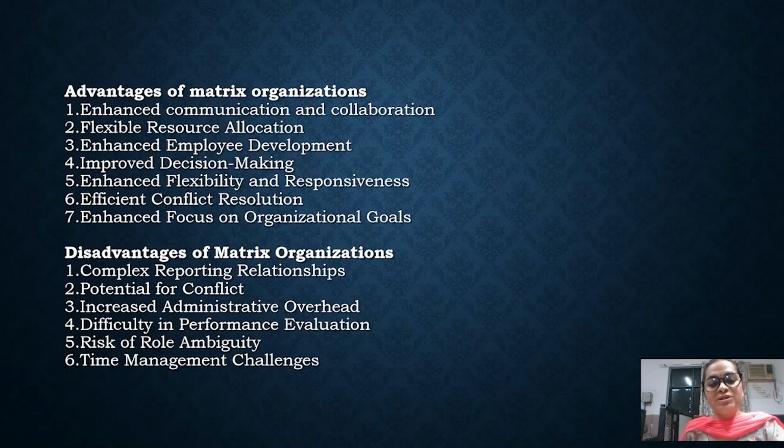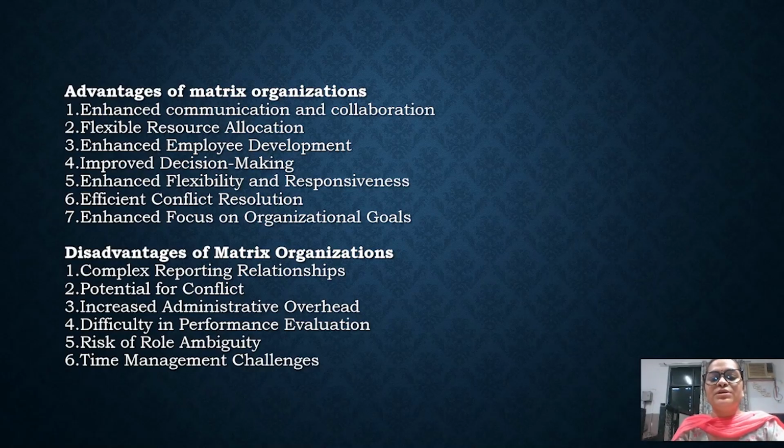Regular meetings and interaction between the functional and the project team ensure that information flows smoothly across the organization, which will enhance communication, reduce the risk of misunderstandings, and ensure that all the team members are aligned with the project goals, means they all are working in synchronization towards the attainment of the organizational goals.